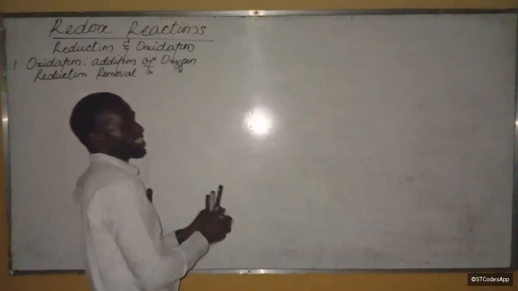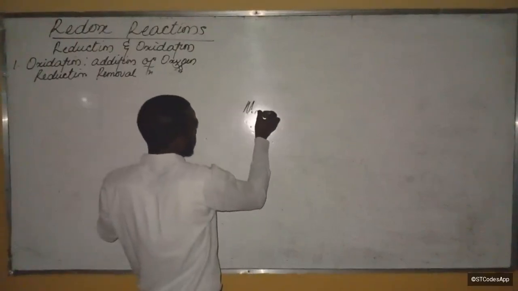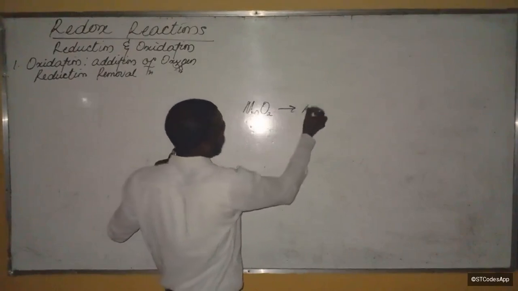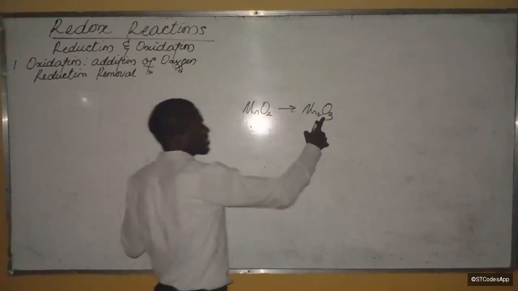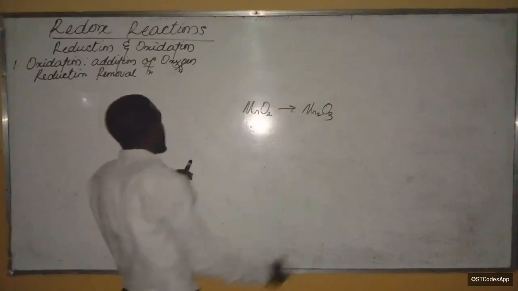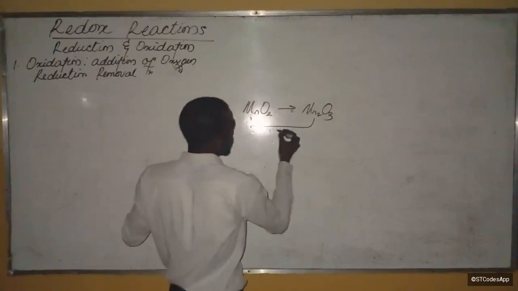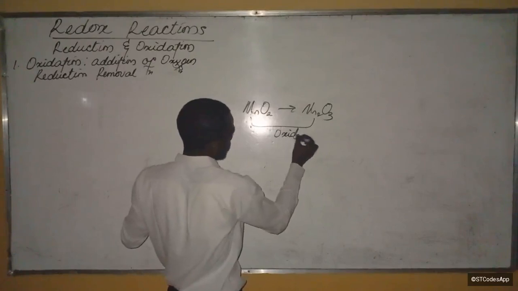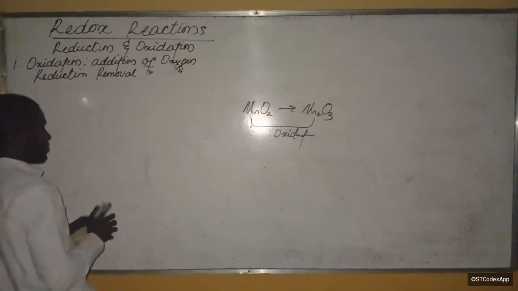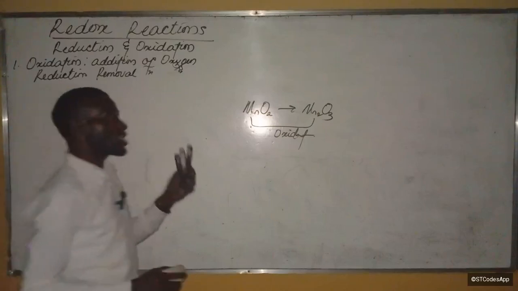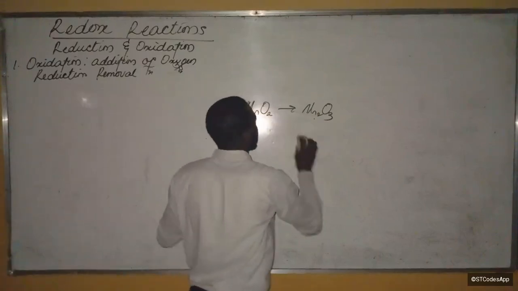So oxidation is when there is addition of oxygen. Look at this chemical reaction, for example, MnO2 to Mn2O3. Oxygen is 2 here, oxygen is 3 here. It means more oxygen has been added. So this will be called what? Oxidation half reaction. Oxidation. Is that clear now? So that's, on the basis of oxygen, how we define oxidation.